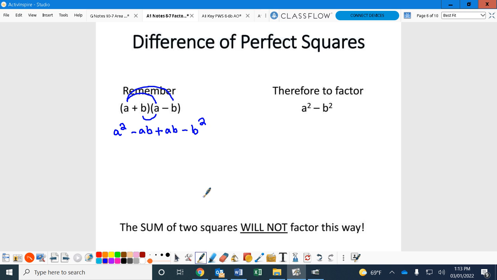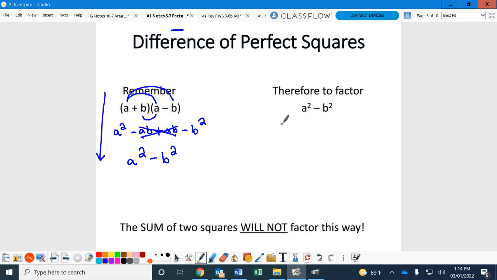What is always going to happen when you have a plus and minus, the same thing? What always happens to the middle two terms? They cancel out and you get this thing that looks like this. A squared minus B squared. This is a difference of perfect squares because the word difference means subtraction. So if we start with a difference of perfect squares, it's going to factor into this. You don't need to figure it out, it's just going to factor into that.